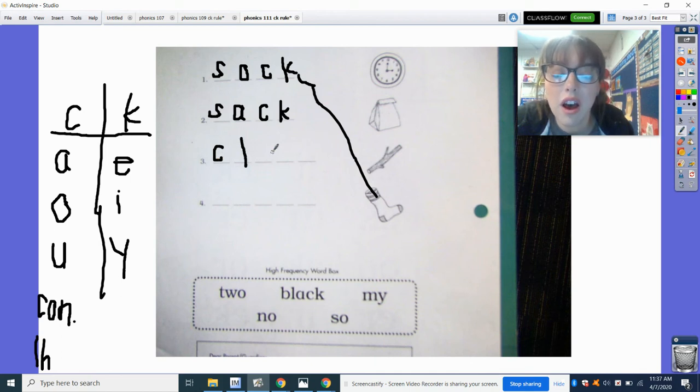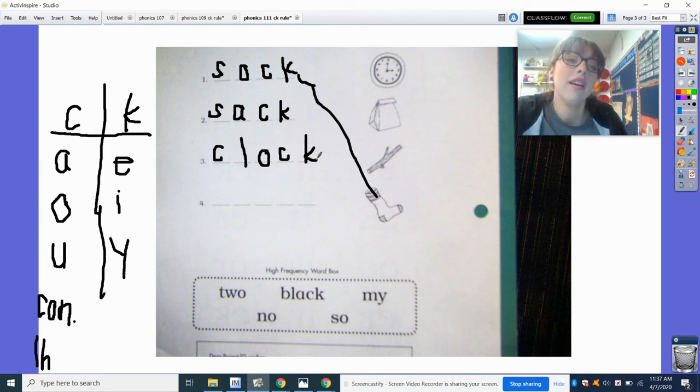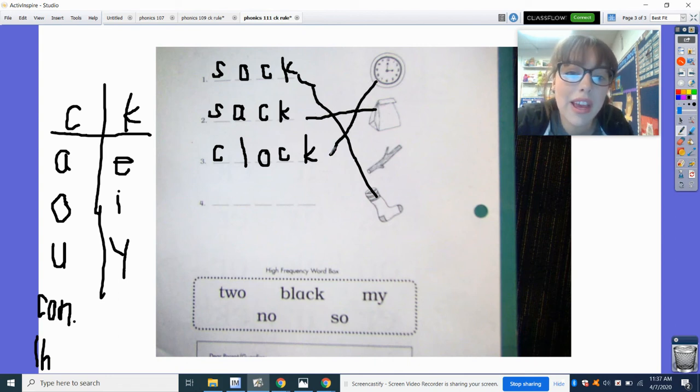So C, O, which is an O, and then your two letters which come together to make K. So your C and then your K. And you should draw your lines from your pictures. And now we have one more picture left. And it's a picture of a stick.